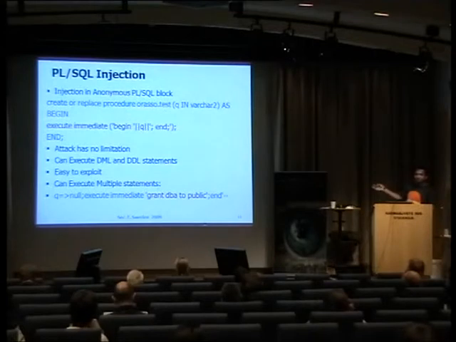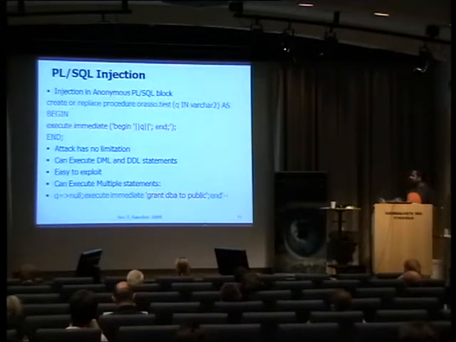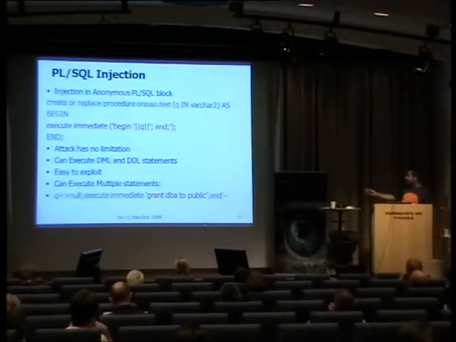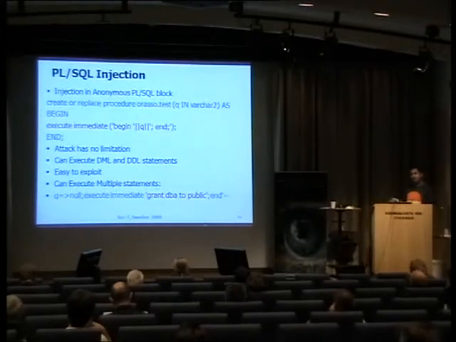So if you find these scenarios, then the attack is actually very trivial. A typical example would be just this. You can provide the value of q equal to null, then execute immediate, grant DBA to public, end. This will basically just grant the DBA role to public. So any database user is now a DBA user.